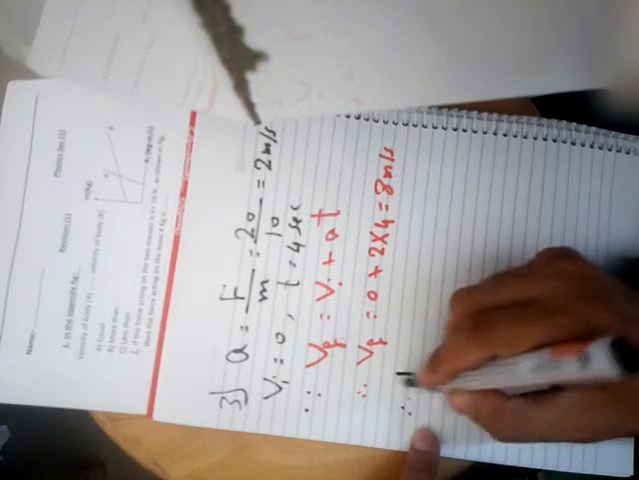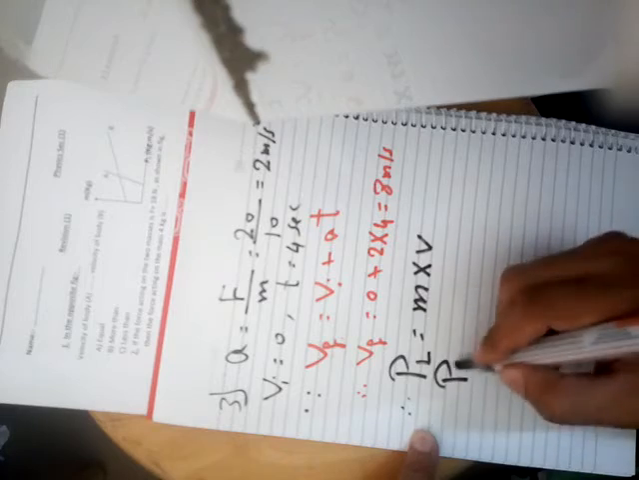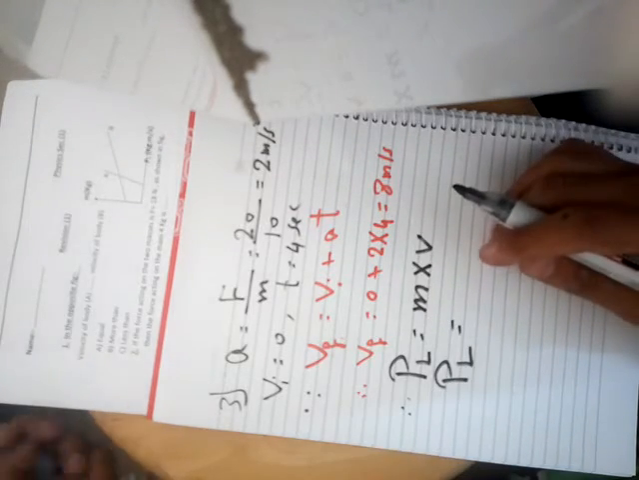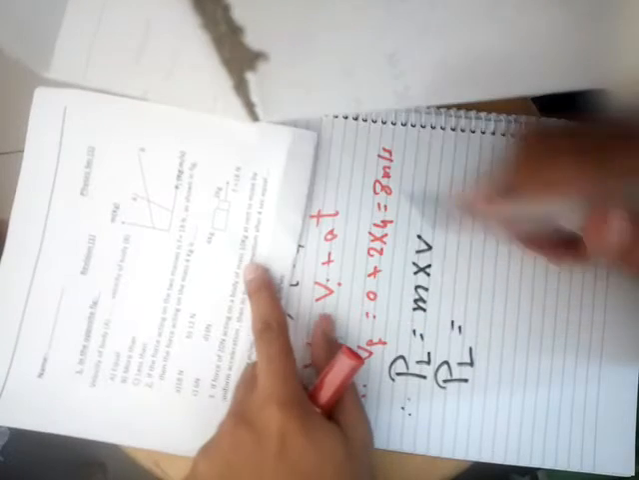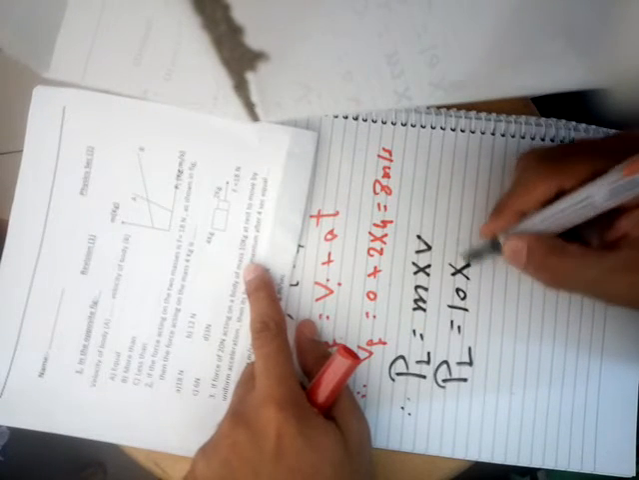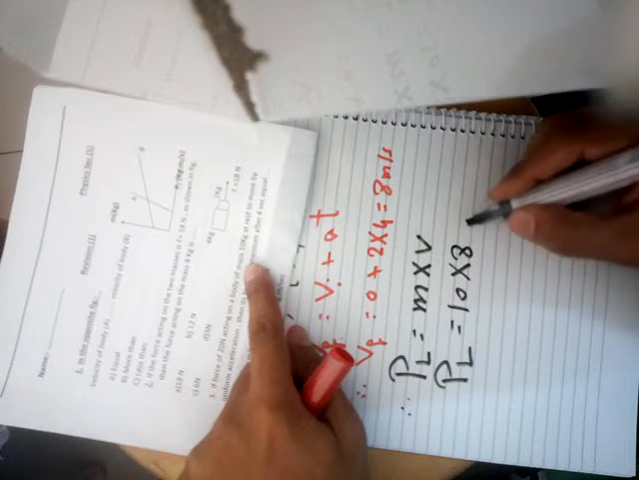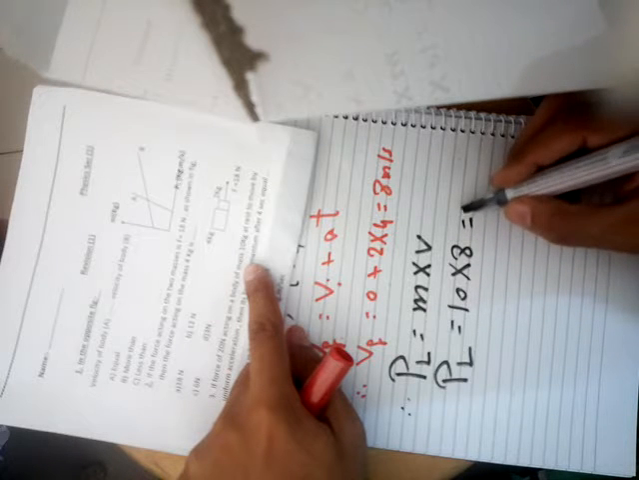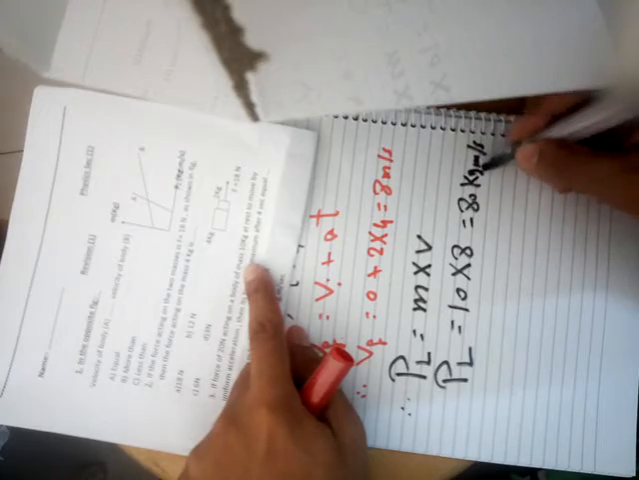That means the momentum of the body, which equal mass by velocity. Momentum equal mass of body equal 10 kilogram, and final velocity after 4 seconds equal 8 meter per second. So the result will be equal 80 kilogram meter per second. Don't forget the unit. Number 4.